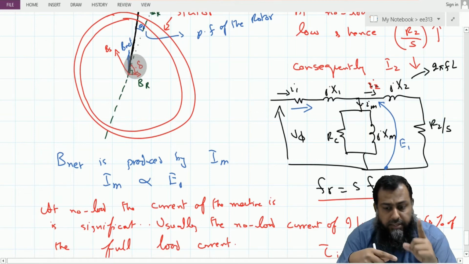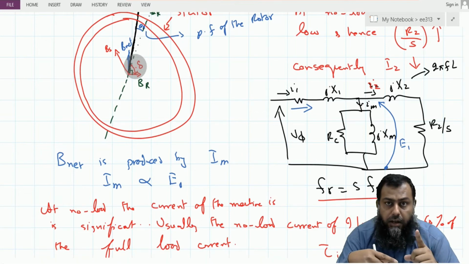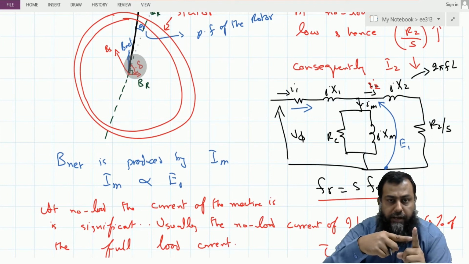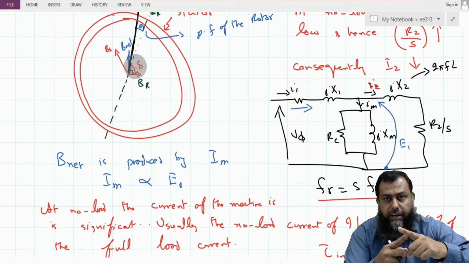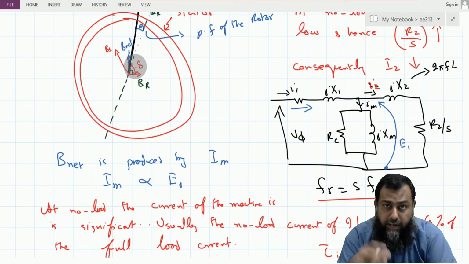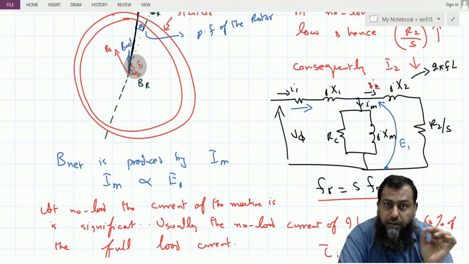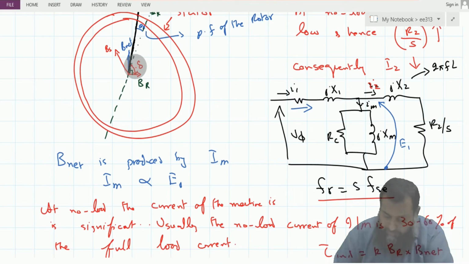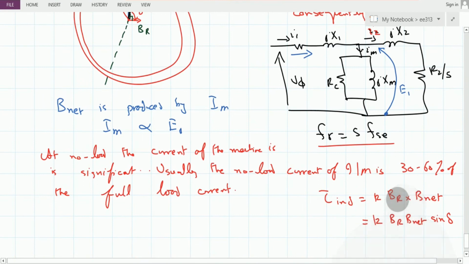So if this is the current of the rotor circuit, then at exactly 90 degrees we have the rotor magnetic field. If the current is here, we have the rotor magnetic field here. If the current is here, then we have the rotor magnetic field here. And if the current is here, we have the rotor magnetic field here. So this rotor magnetic field will also shift because of the load which is imposed on the induction motor, and consequently this BR is also changing. Also we have this sine delta change.